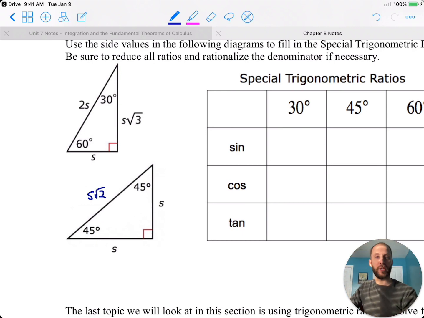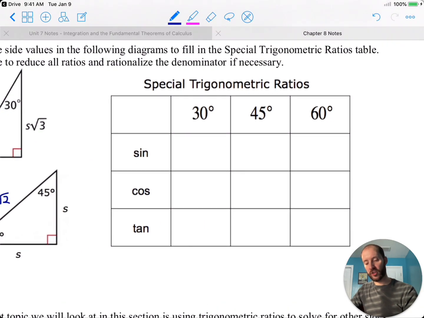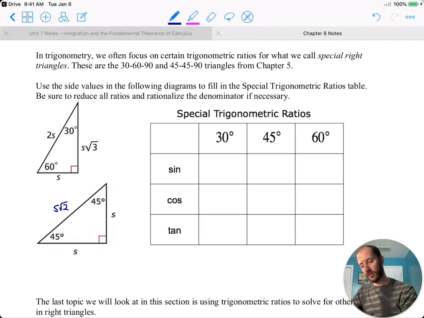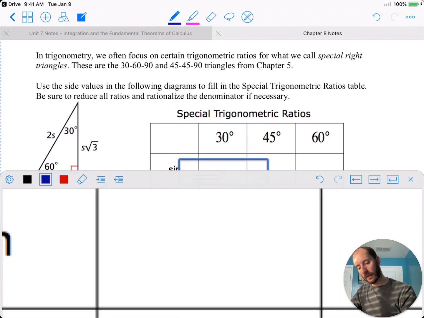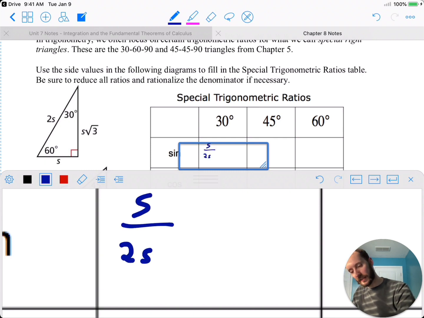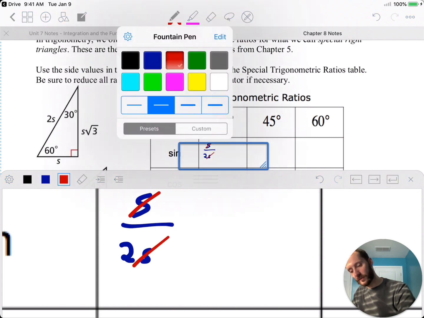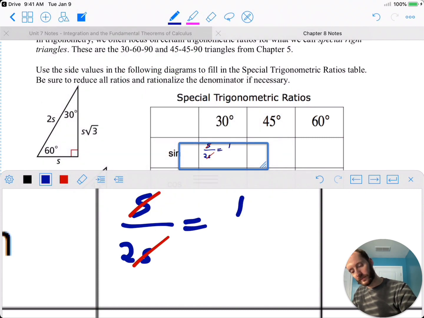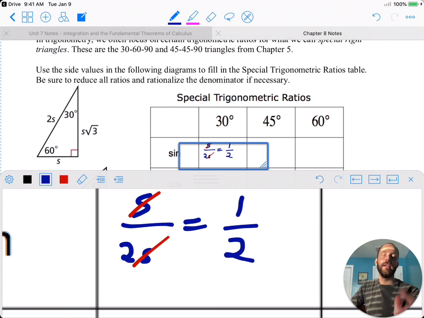So we have special right triangles, we have special trigonometric ratios. Sine of 30 degrees, opposite over hypotenuse, s over 2s. And of course the s's cancel out, and you get 1/2. Sine of 30 degrees is always 1/2, no matter how big or small the triangle is.